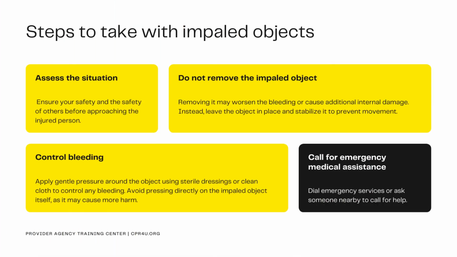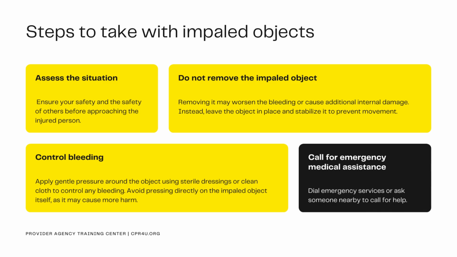Let's review the steps to follow for impaled objects. First, ensure your safety and the safety of others before approaching the injured person. Look for any potential hazards, such as sharp objects or unstable structures, that could cause harm. Next, it is essential not to remove the impaled object. Removing it may worsen the bleeding or cause additional internal damage. Instead, leave the object in place and stabilize it to prevent movement.